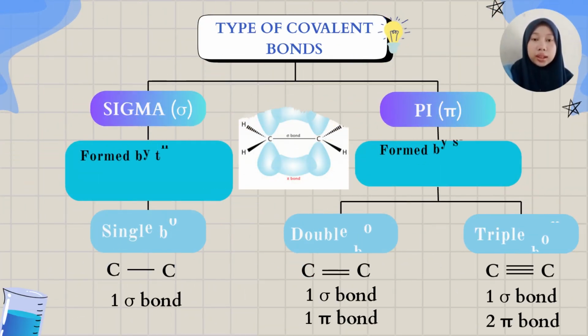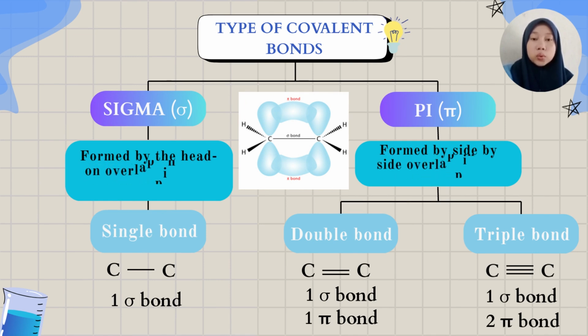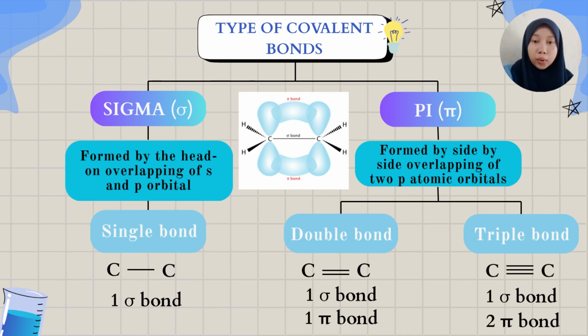The H2O molecule contains covalent bonds, which are formed when atoms share electrons. There are two types of covalent bond, which are sigma bond and pi bond. A sigma bond is formed by the head-on overlap of atomic orbitals, such as s and p orbitals. This type of bond is very strong and stable, and it is present in single bonds.